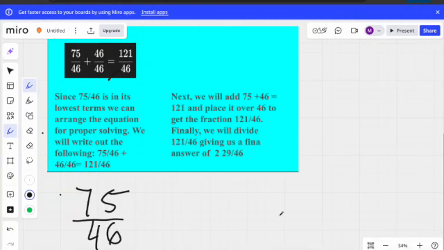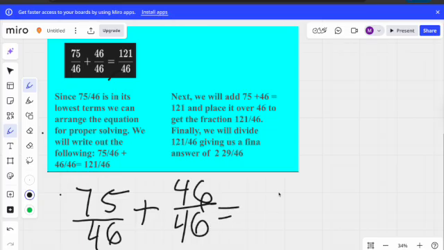Okay, so now we have 75 over 46, which is in its lowest terms. We can arrange the equation for proper solving. By doing that, we're going to take that 75 over 46 and add it across with the 1, which gives us 121 over 46. We'll go ahead and take 75 over 46, which is 121, and we will take the 46 and just bring it across.